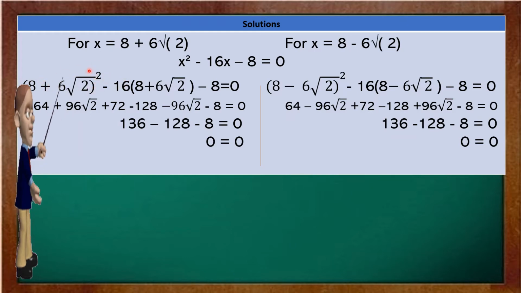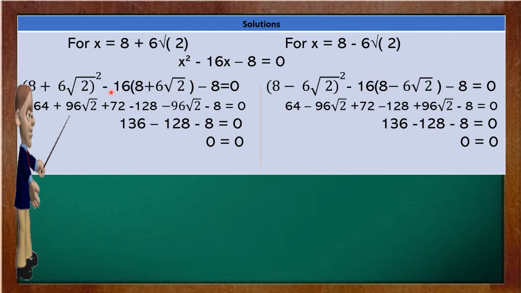So let us multiply. 8 times 8 is 64. The middle term is 8 times 6 is 48, times 2 is 96. Then write 96 square root of 2. Then the last term is 6 times 6, 36, times 2, 72. And that is 72. Then this one will distribute into 8 and 6 square root of 2.